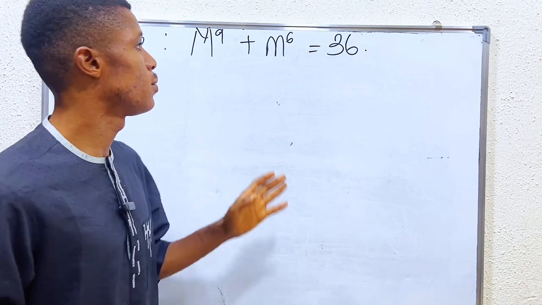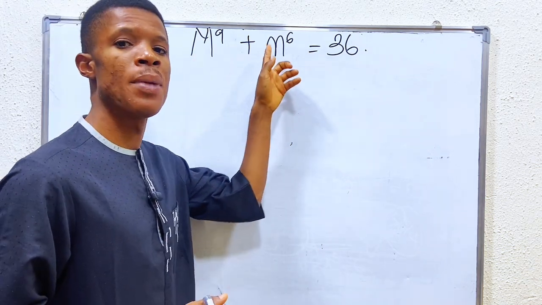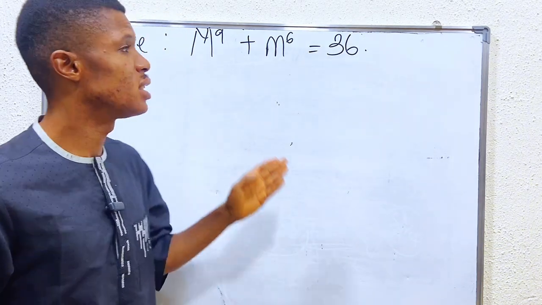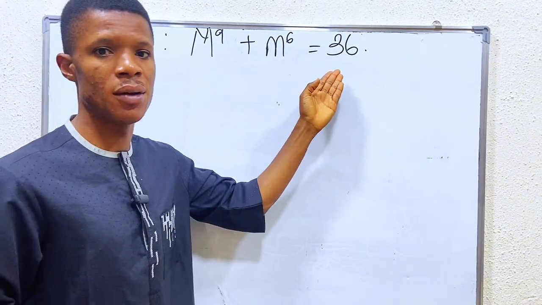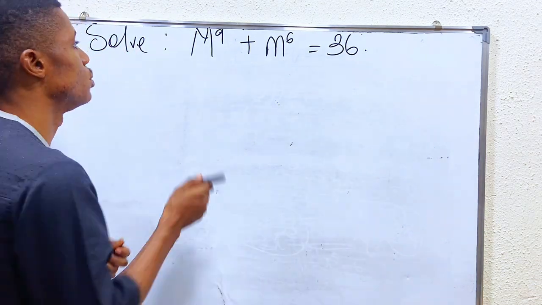Today we are trying to solve for the value of m in m power 9 plus m power 6 is equal to 36. For us to solve this, first thing we just have to break it down. And to break it down is very, very simple. What are we going to do?